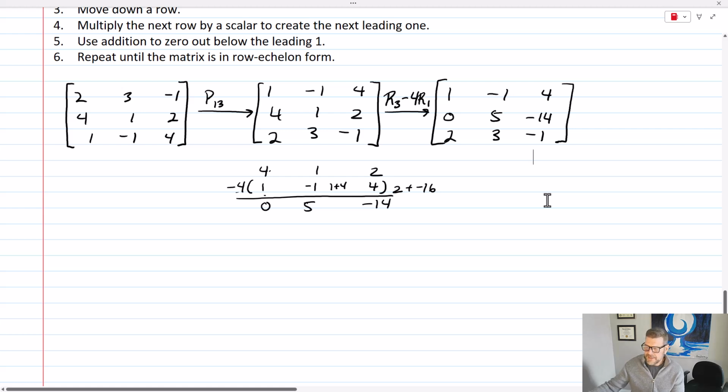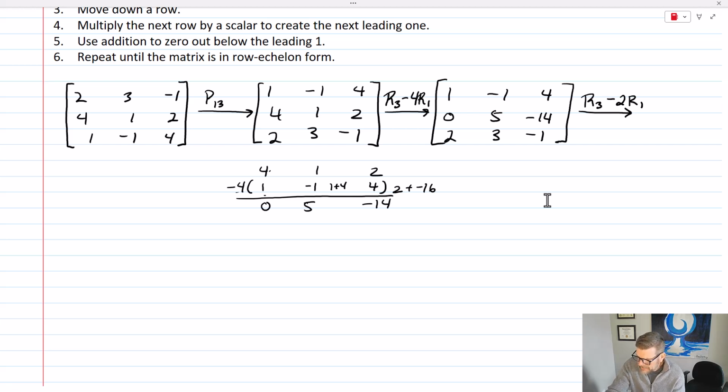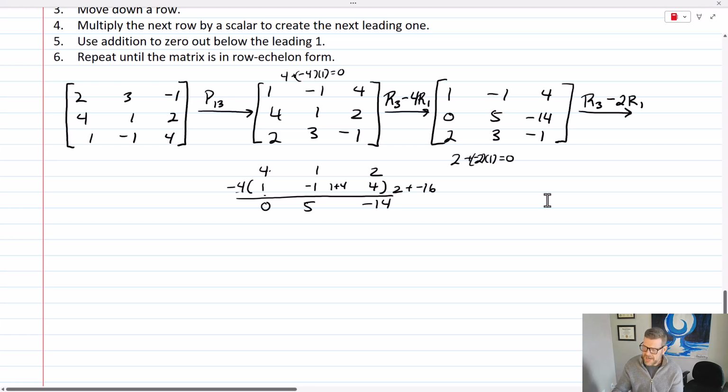And so how I'm going to do that is I'm going to use row 3 and I'm going to subtract 2 times row 1. Again, because 2 times row 1 is going to give me 0. Right? You can see that if I take 4 plus negative 4 times 1, that gives me 0. If I take 2 plus negative 2 times 1, that also is going to give me 0. So you can see that 1 comes in very handy.